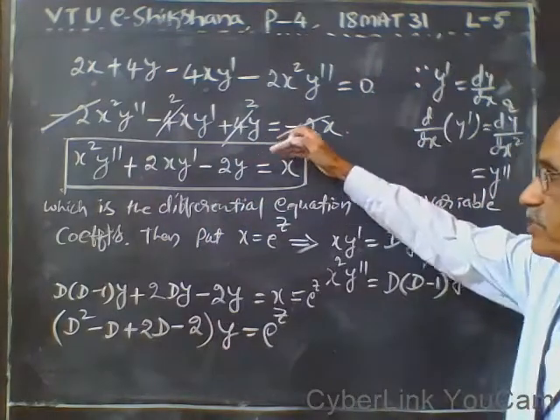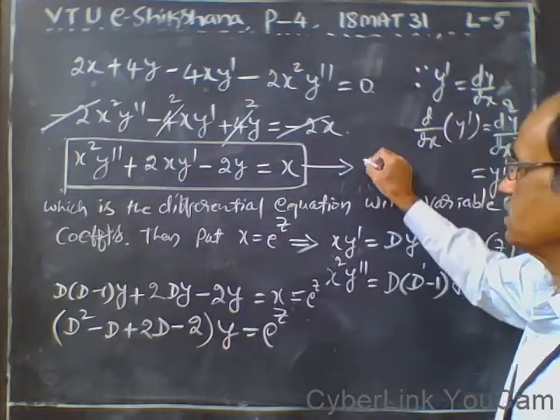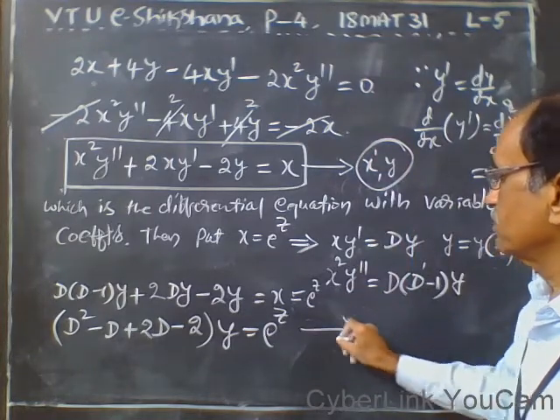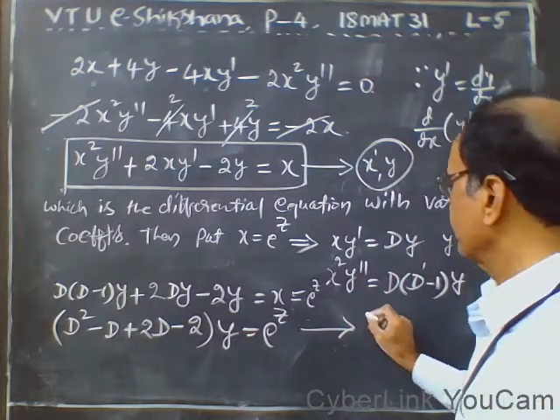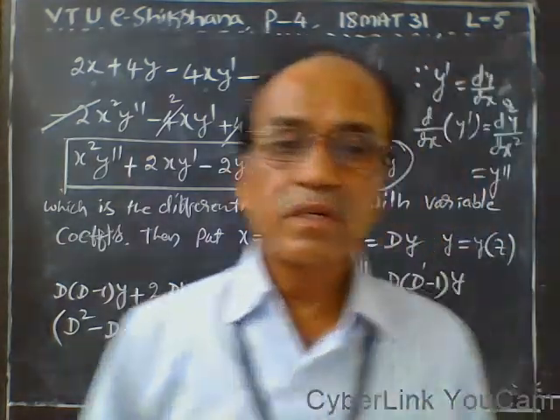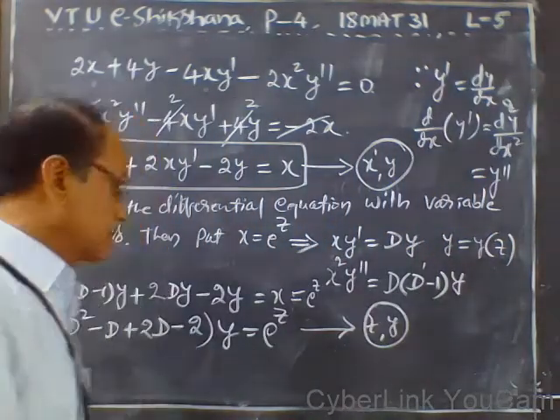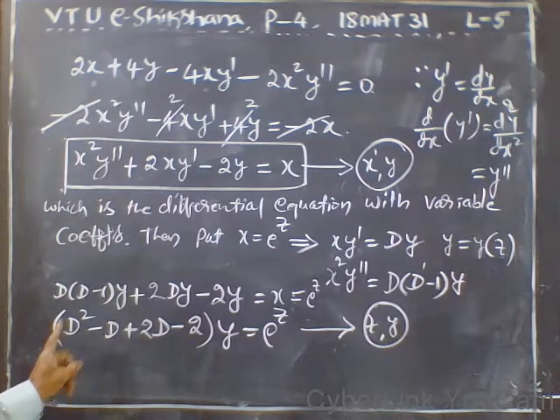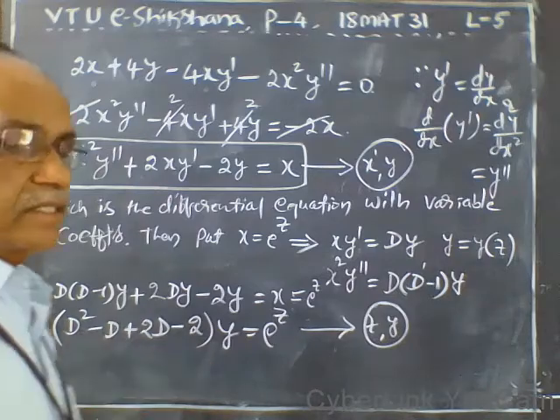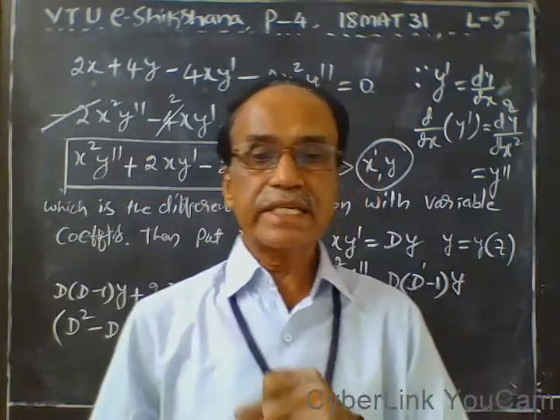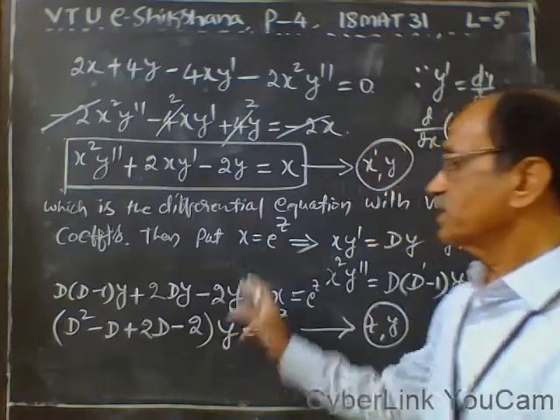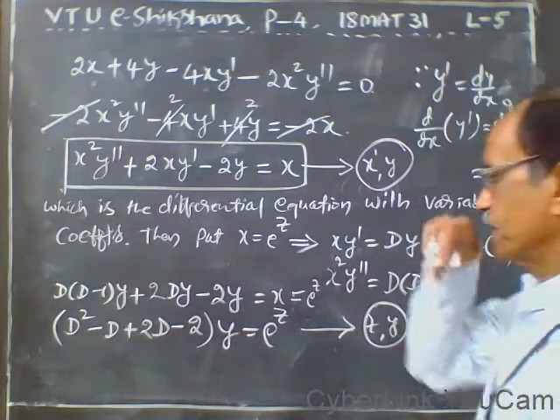It means this differential equation was in terms of x and y. Now this differential equation is in terms of z and y. So it is a differential equation with constant coefficients. There is no variable appearing here. All the derivatives, first order and second order, are multiplied by constant coefficients, so that it is called Cauchy's differential equation.